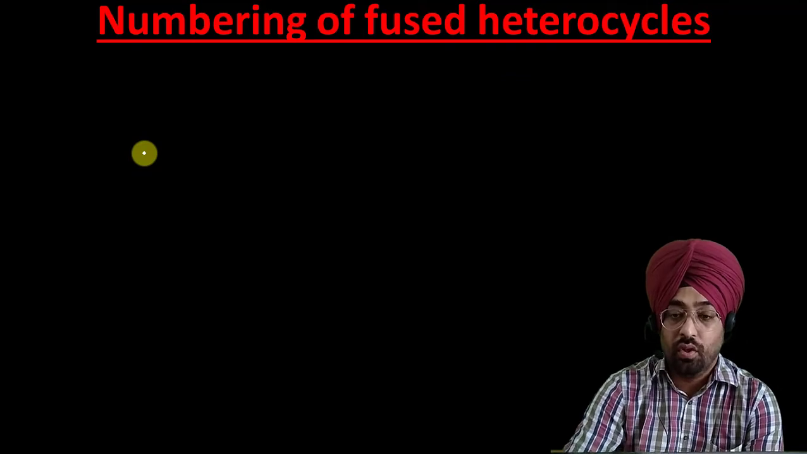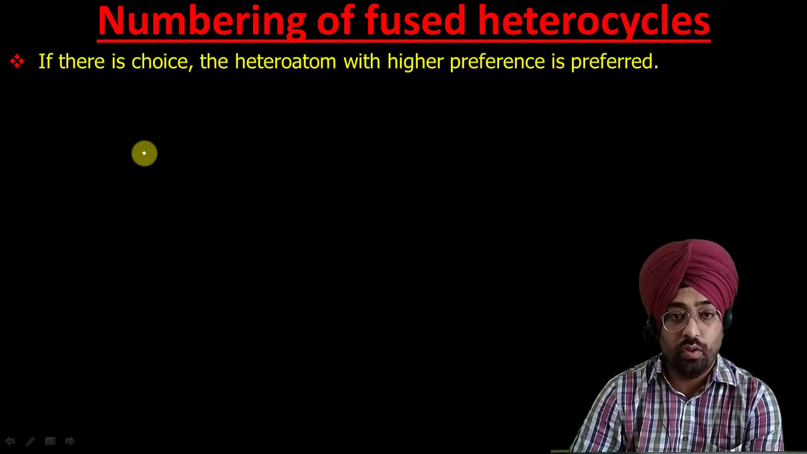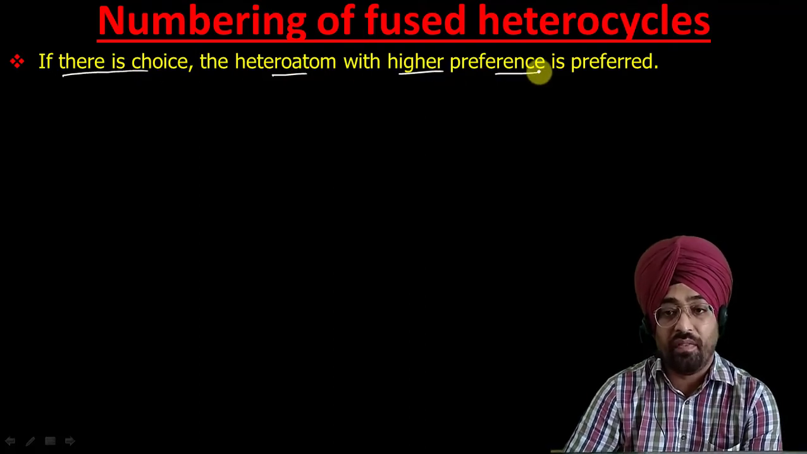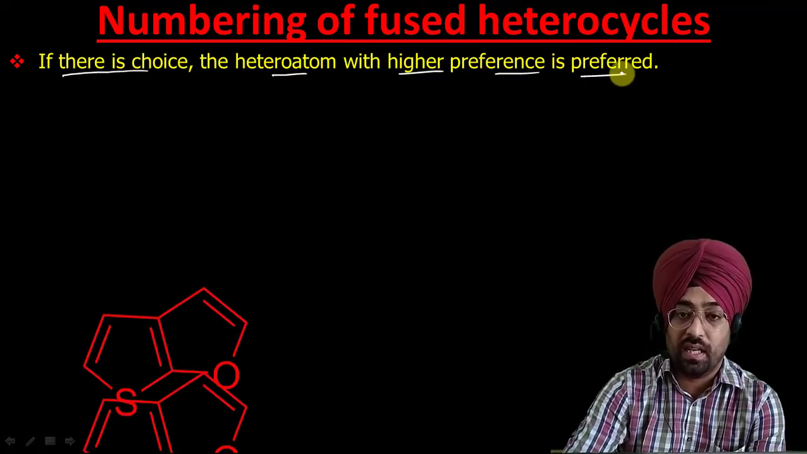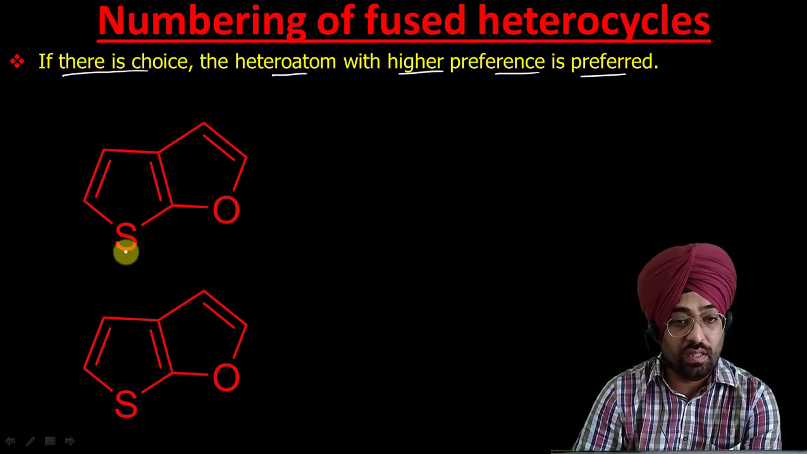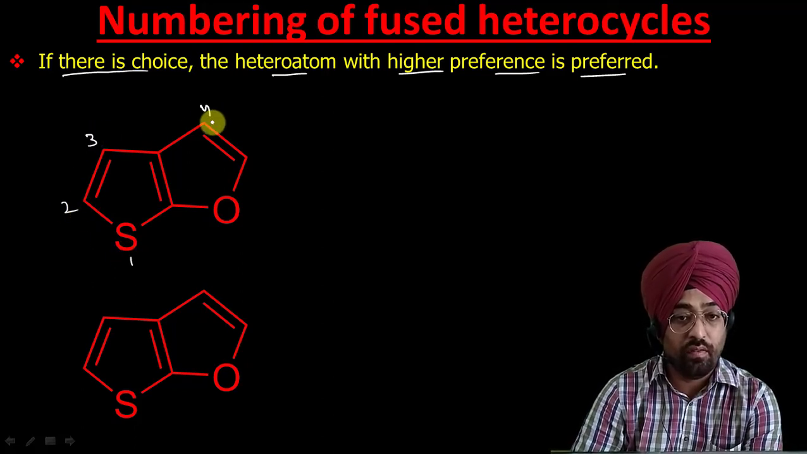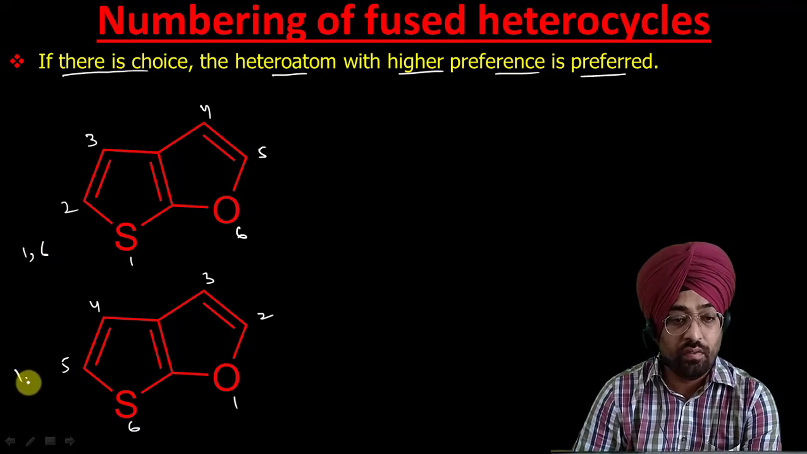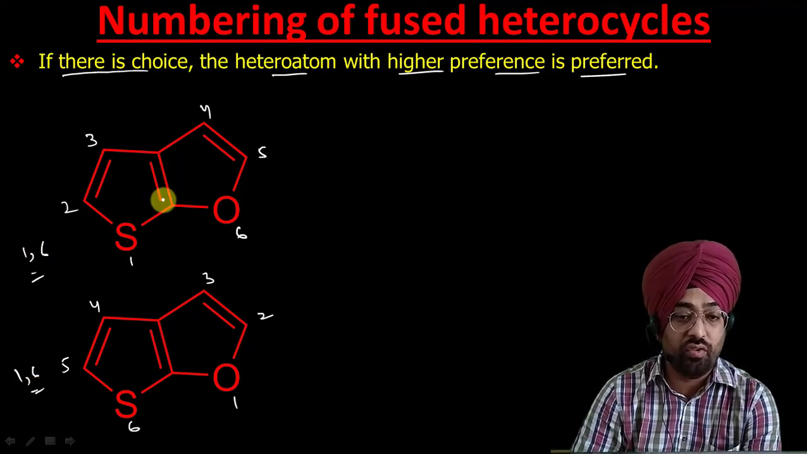Now let us do one more example with some rules. Now it says that if there is a choice, the heteroatom with higher preference is preferred. So let us understand this by example. Now we have these two cases. First we can start numbering from this position adjacent to the bridgehead atom 1 2 3 4 5 6. Second possibility is 1 2 3 4 5 6. In both cases the locant position is 1 6, 1 6. So the locant position is the same. So out of these two, which one is correct?